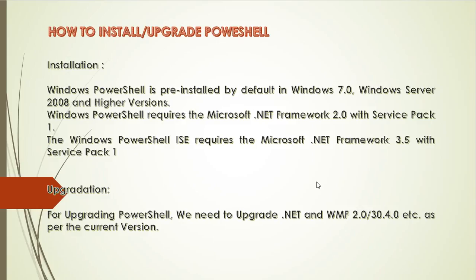Next, how to install or upgrade PowerShell. As we know, PowerShell is pre-installed on Windows 7, Windows 8, or the newer versions at the client end. And at the server end, it is pre-installed on Windows Server 2008 and higher versions. It requires Microsoft .NET Framework 2.0 and Service Pack 1, and for ISE it requires .NET Framework 2.5 and Service Pack 1.